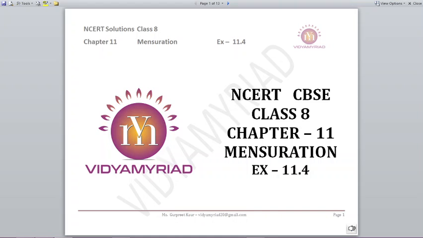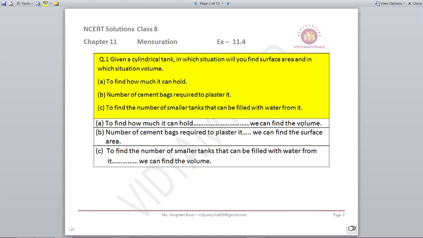This video is made for class 8 on chapter number 11 Mensuration, and today we are going to do exercise 11.4 from NCERT. Let's begin with question number 1, where a situation is given to us and we need to tell in which question we need to find out the surface area and where we have to find out the volume. A part, to find how much it can hold.